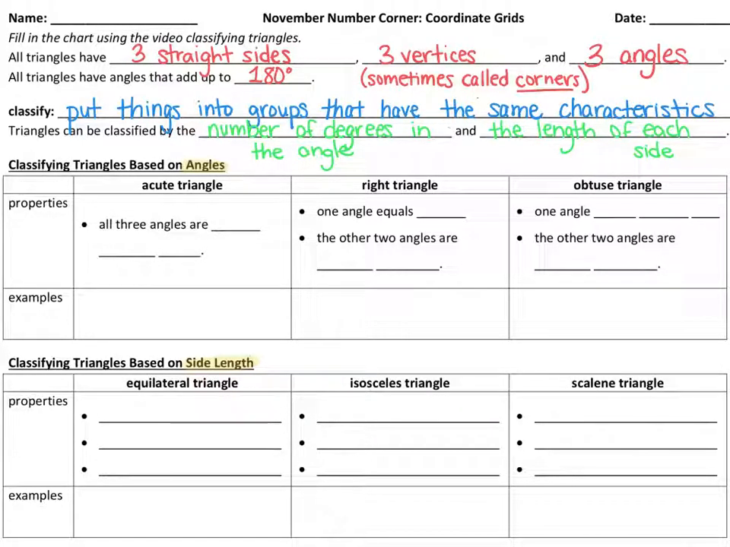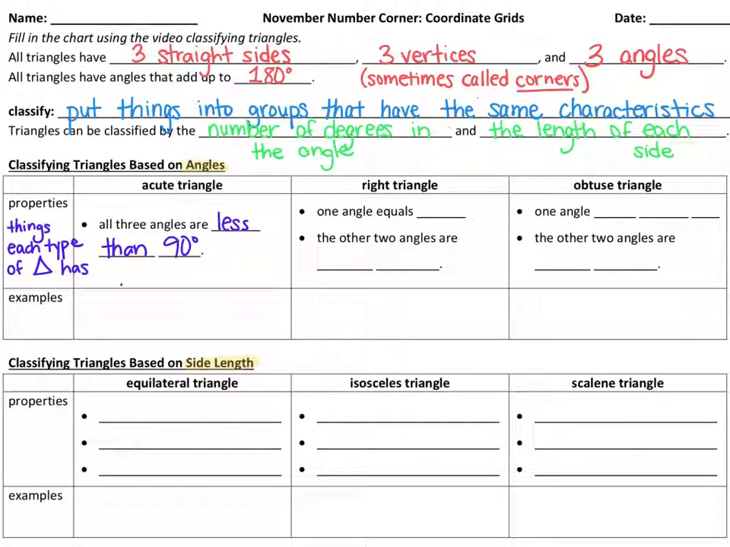Okay, the first thing we need to know is what properties are. So a property is things that each of the triangles have. So in an acute triangle, all 3 angles are less than 90 degrees. All of the angles are less than 90 degrees.